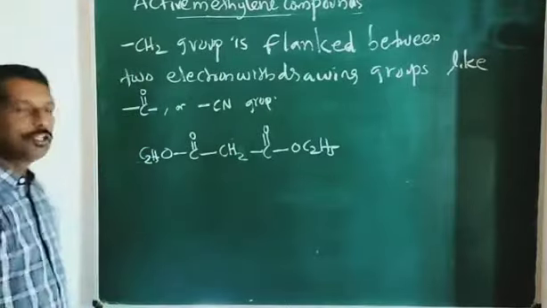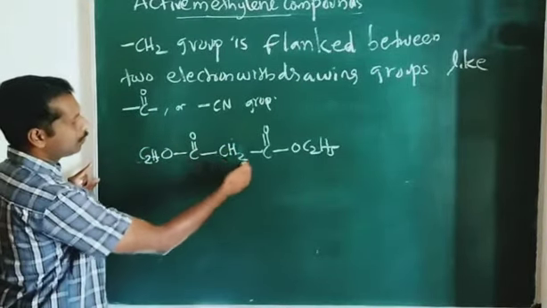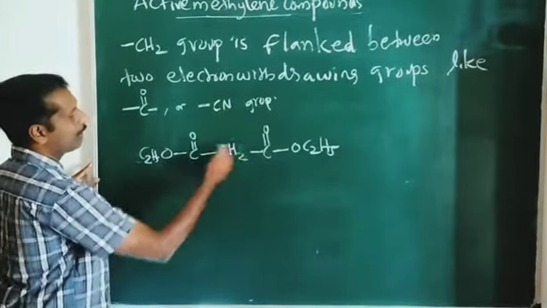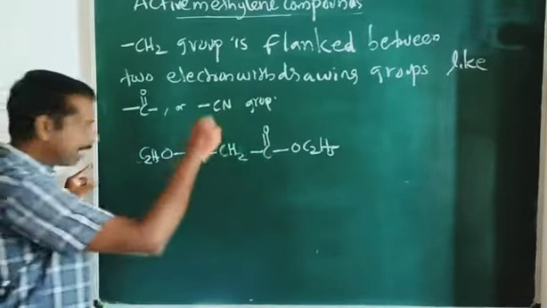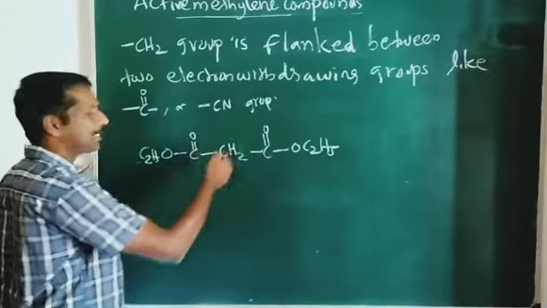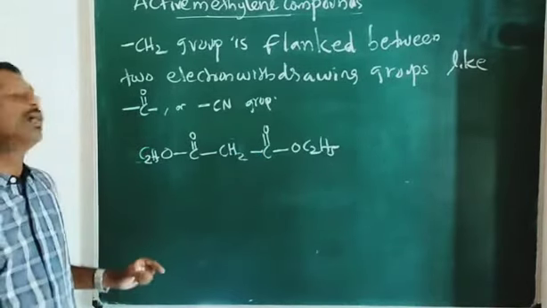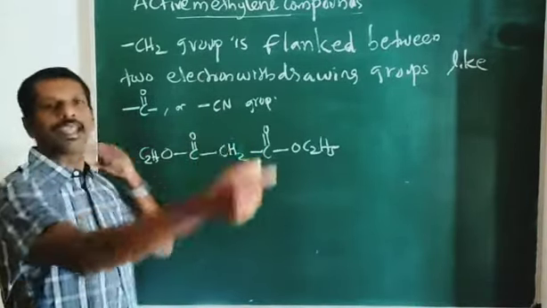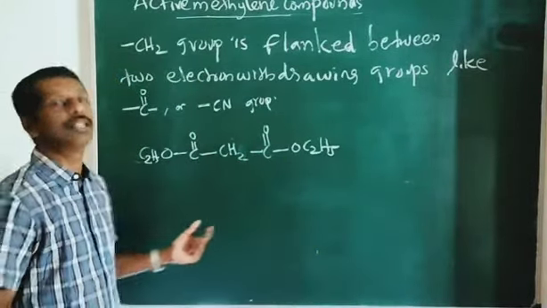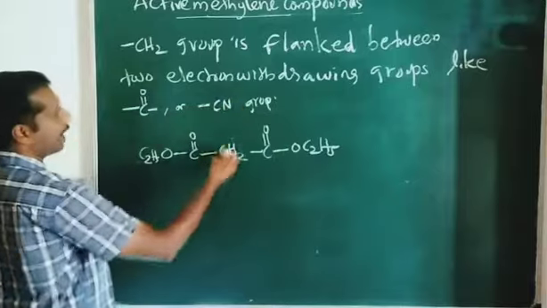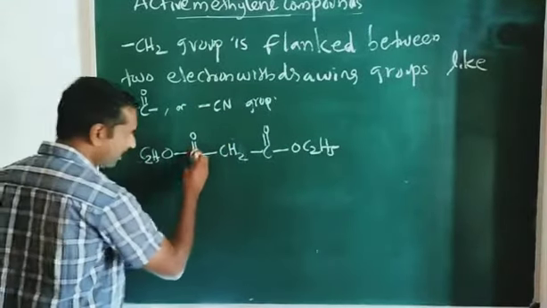So in active methylene compounds, a CH2 group is flanked between two electron withdrawing groups like a CO group or a CN group. In such compounds, these hydrogen atoms are highly acidic in nature. Therefore, they can immediately react with a base. That's why these compounds are known as active methylene compounds. The first example for an active methylene compound is this compound.